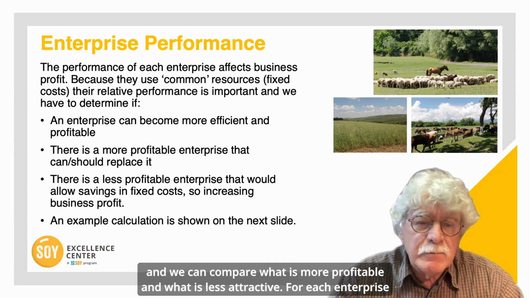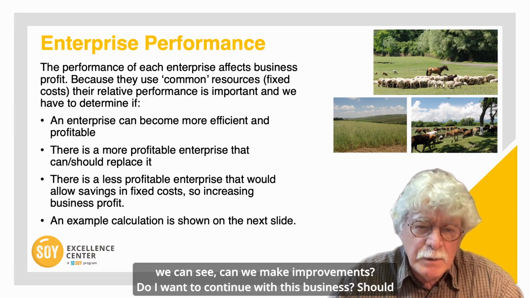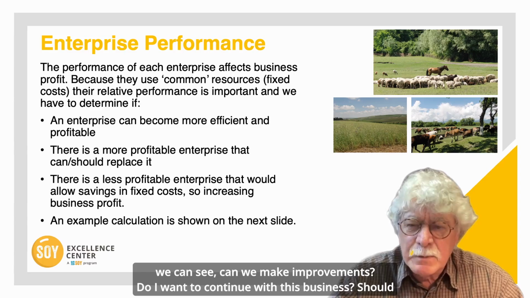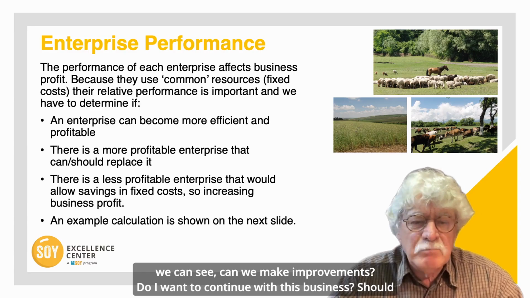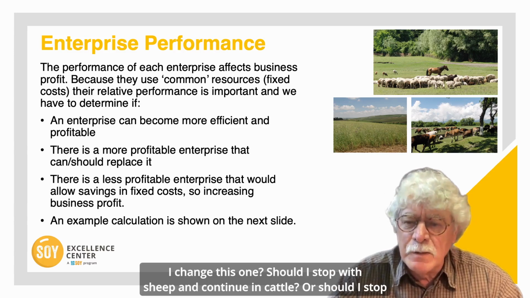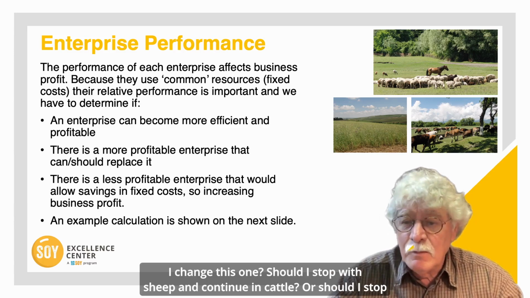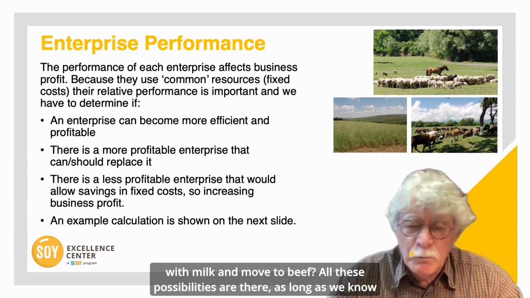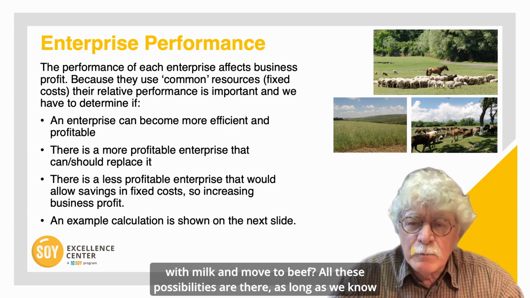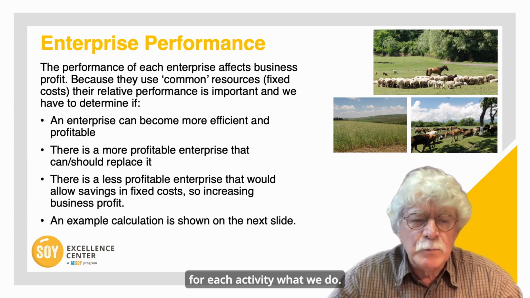For each enterprise, we can see, can we make improvements? Do I want to continue with this business? Should I change this one? Should I stop with sheep and continue in cattle? Or should I stop with milk and move to beef? All these possibilities are there, as long as we know for each activity what we do.